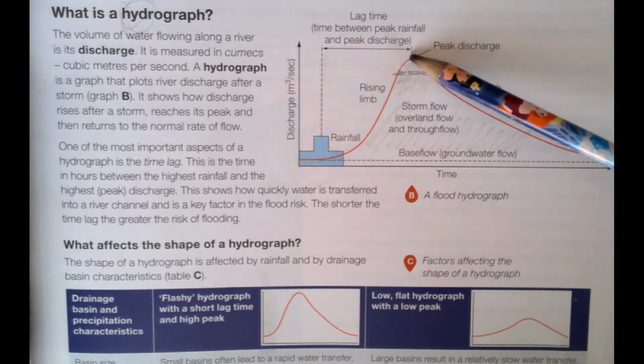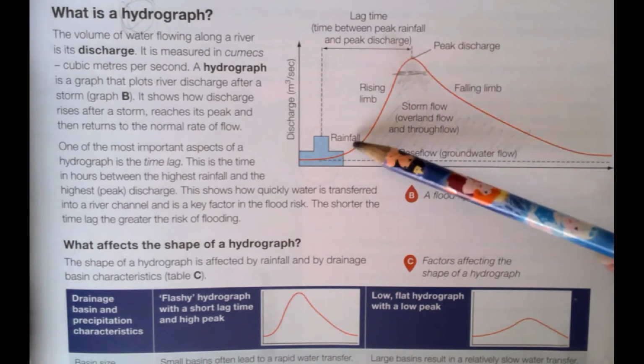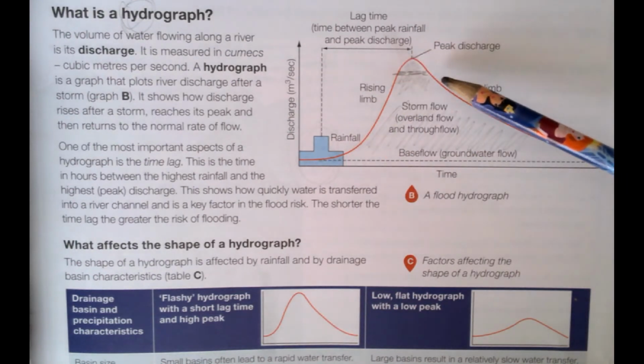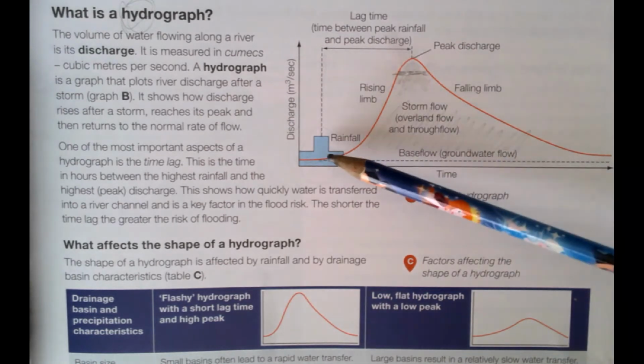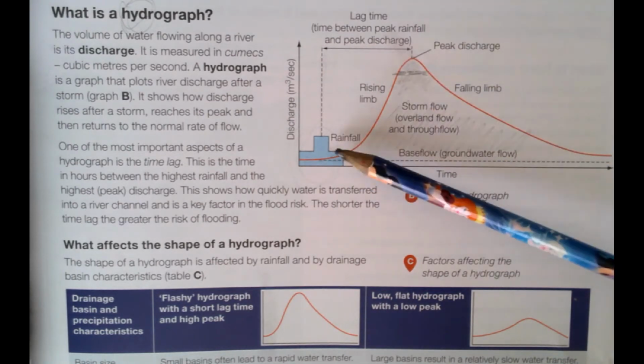And then because the rain stopped, eventually there's no more water going to the river, so the river level will drop back down. It probably takes a bit longer than it did to fill up, and then returns to its normal base flow after maybe 24 hours or something like that. Okay, so that's what a hydrograph is. It's basically showing you how a river responds to rainfall.